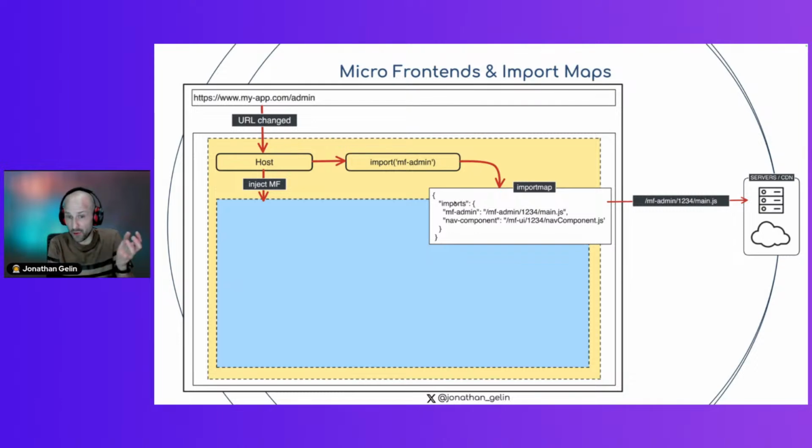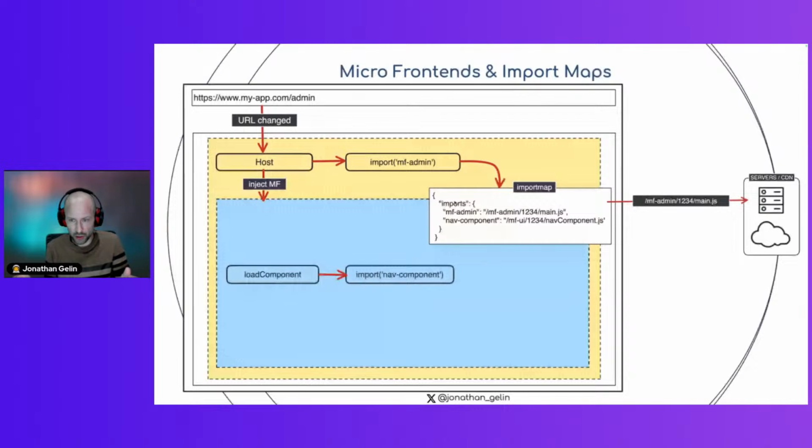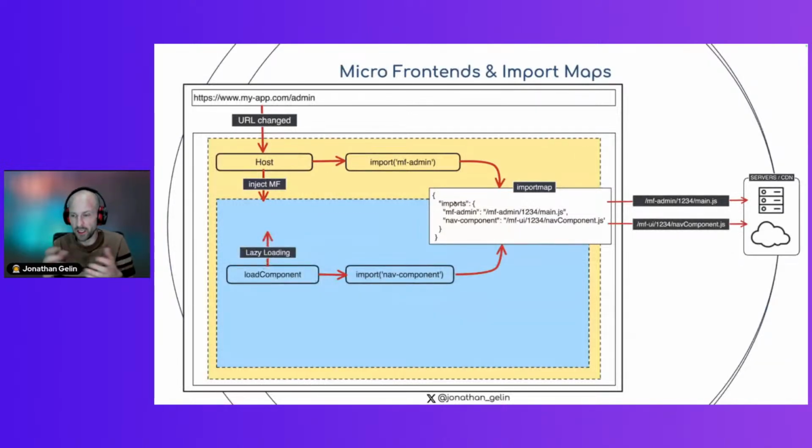That's, for example, for a micro frontend, but it works exactly the same for a component. You want to load a component, for example a lazy loading component. You will import it, the import map will tell you where it's located, you will download it, and then you are able to inject it into your application. So that's quite simple. We just use the import map as the resolver for our different imports.